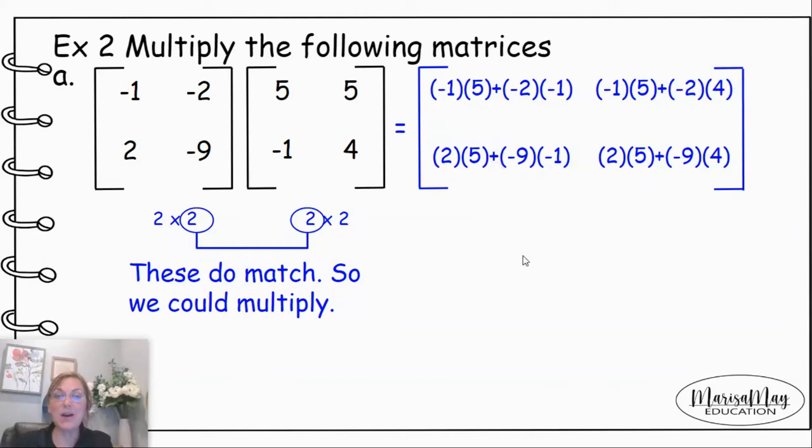Let me get my video out of the way so we can see the next one. I've got row 1, column 2. So I've got negative 1 times 5. I've got negative 2 times 4. That goes here. Then I'm going to do row 2, column 2. So I've got 2 times 5 is here. Negative 9 times 4 is here. So I'm performing that multiplication and addition.